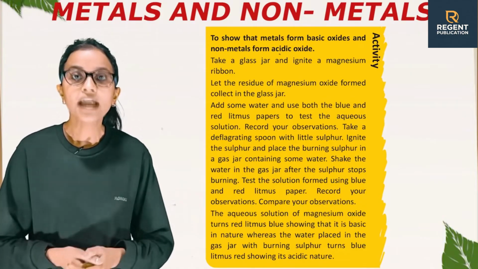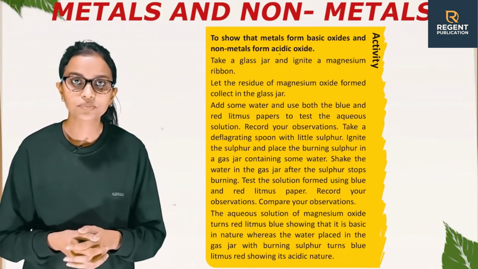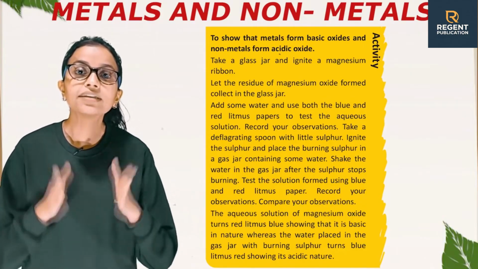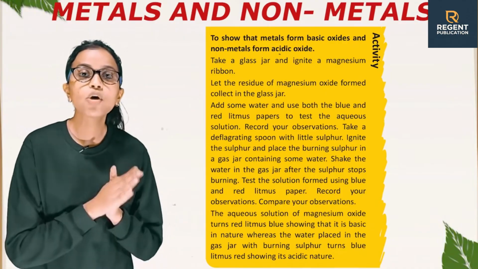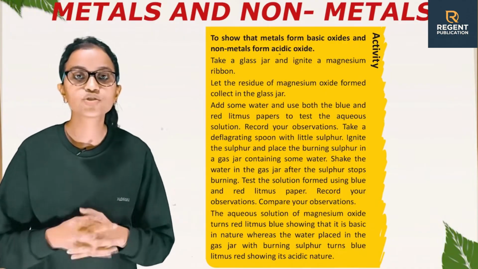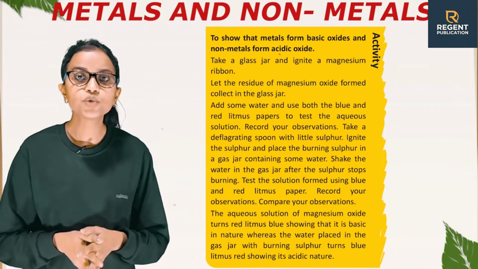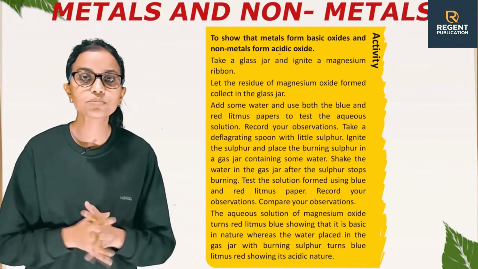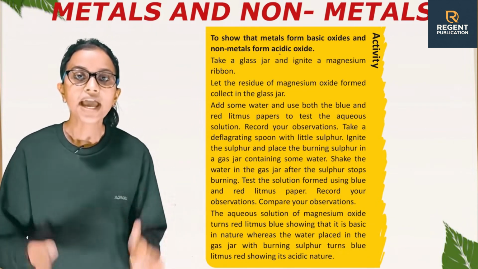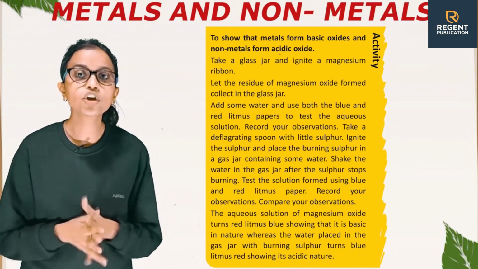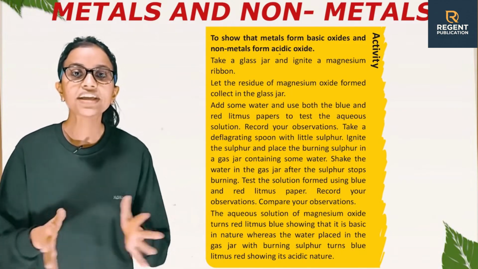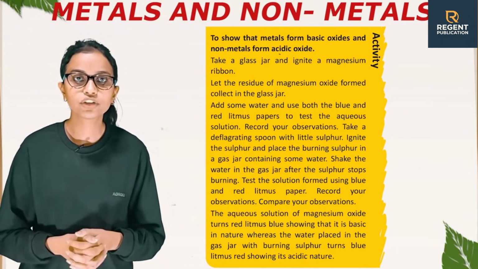Take a glass jar and ignite a magnesium ribbon. Let the residue of magnesium oxide formed collect in the glass jar. Add some water and use both the blue and red litmus papers to test the aqueous solution. Record your observation.